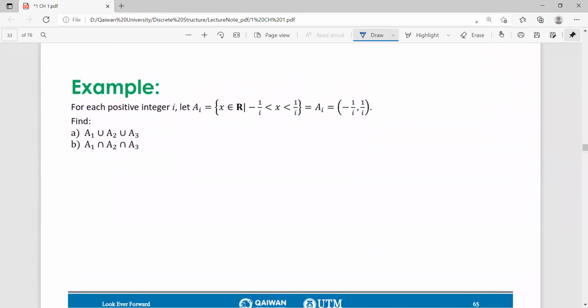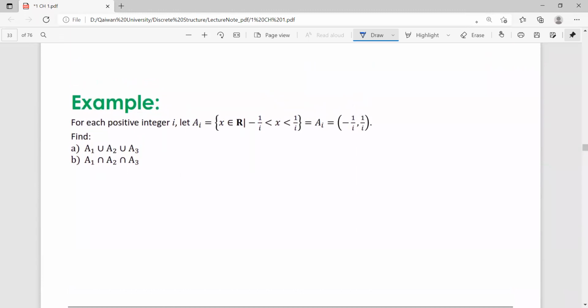Now we have this example. In this example, we have three sets, A1, A2, and A3. We should find their union and their intersection. Let's see what the definitions of A1, A2, and A3 are. We say AI is the interval from minus 1 over I to 1 over I.